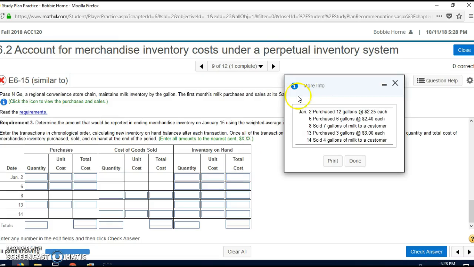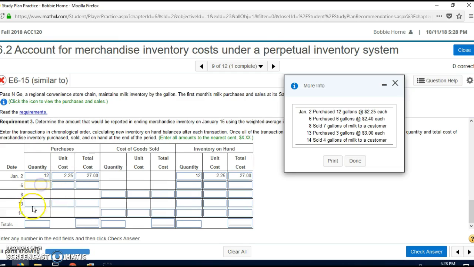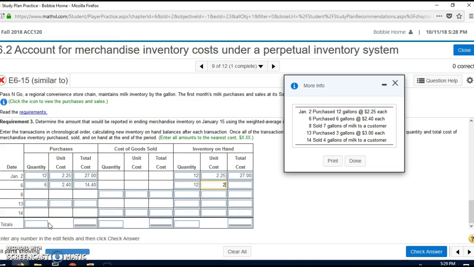And then the last method is the weighted average. So your purchases are still the same. You have 12 units at $2.25 for $27. Then you purchase 6 more gallons at $2.40, which would be $14.40. Oh, we're doing weighted average. I need to slow down.